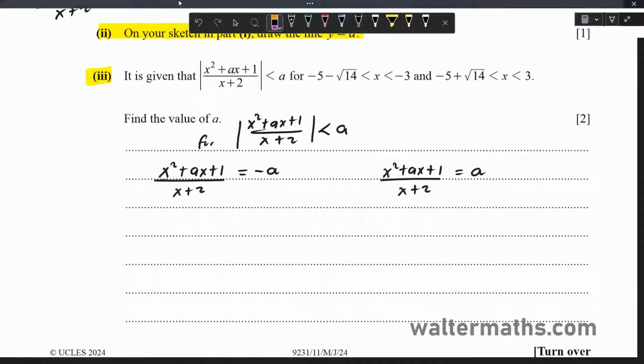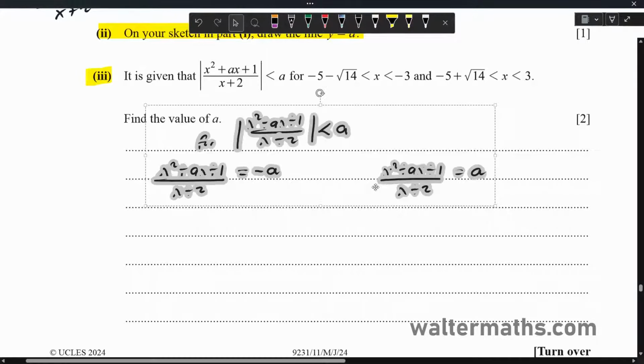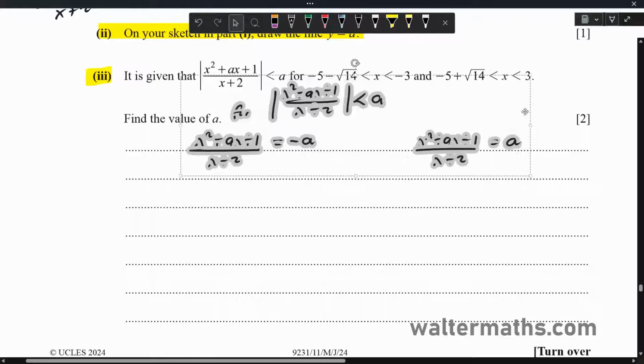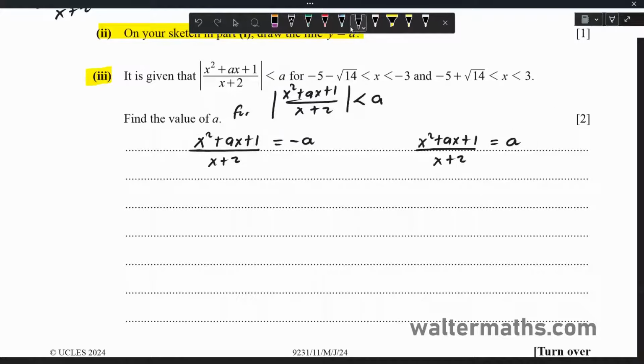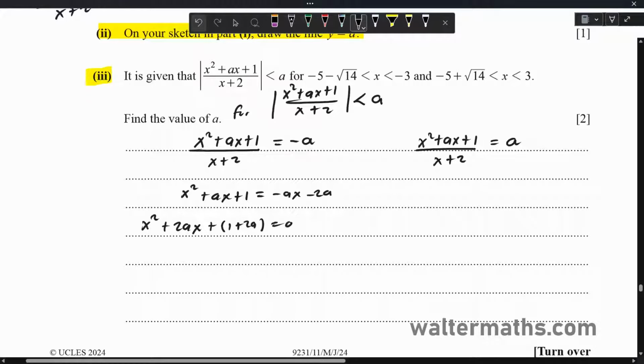Because we'll need to economize the space we have, since we have little space here, we're going to multiply both sides by x plus 2. So x squared plus 8x plus 1 is equal to minus ax plus minus 2a, right? Minus 2a, which is x squared plus 2ax plus 1 plus 2a equal to 0.